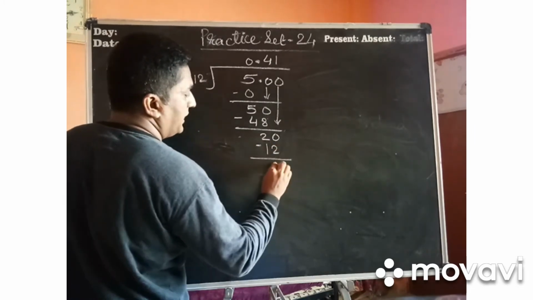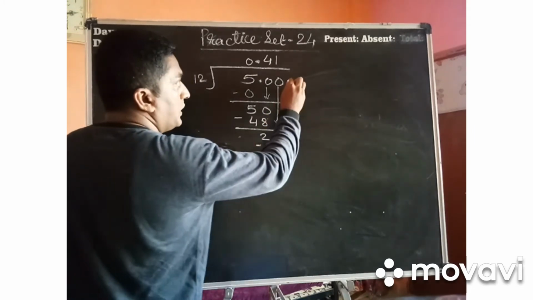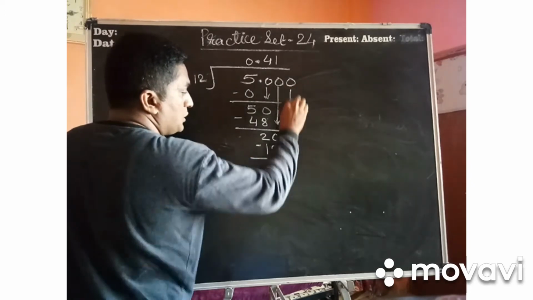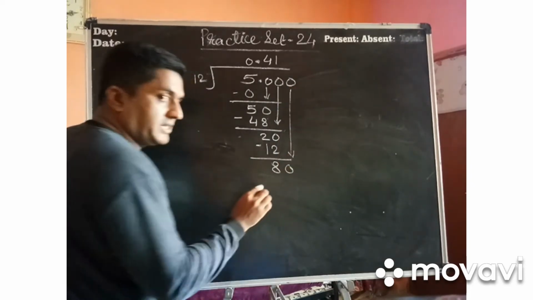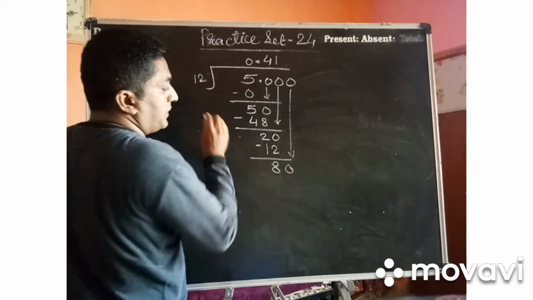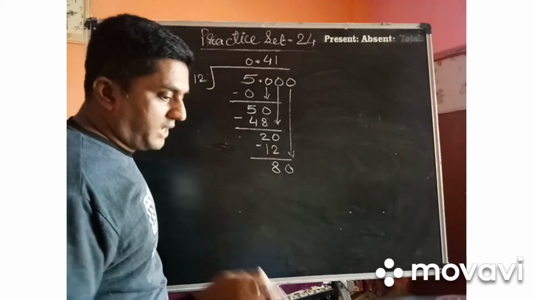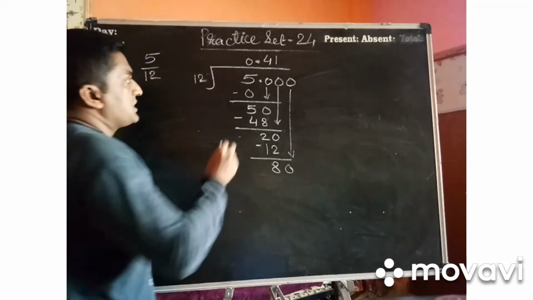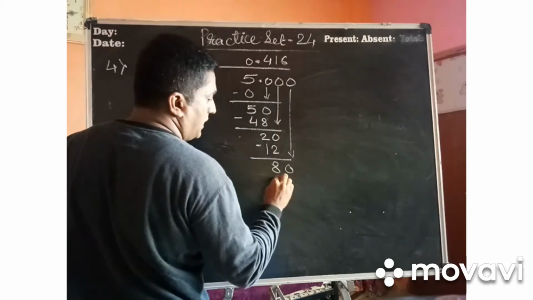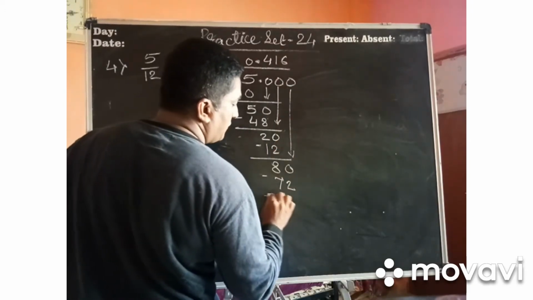How much comes here then? 8. Is it over? Not over. Take one more 0. This 0 can be dragged down here. It will be 80. Then what? 12. How much are now? Your answer must be 12 6s are 72. 12 6s are 72. How much remains?